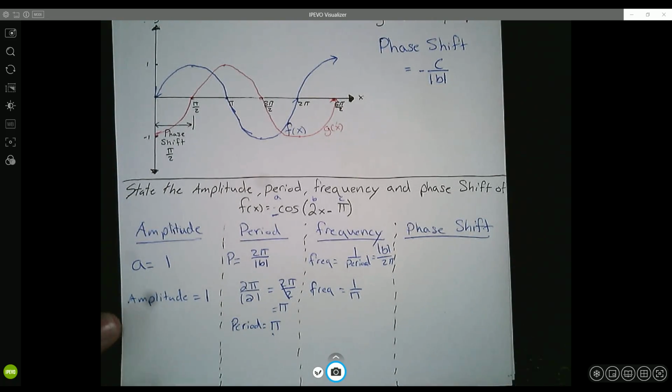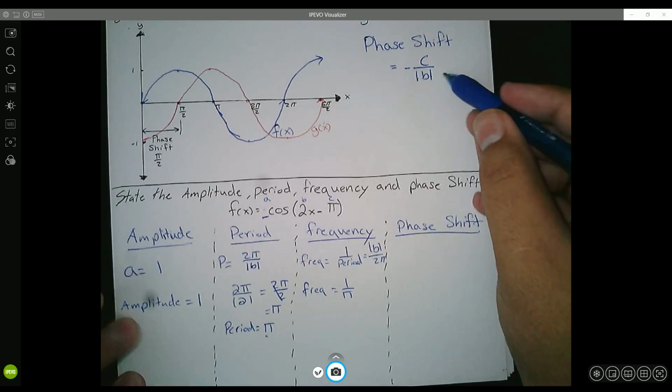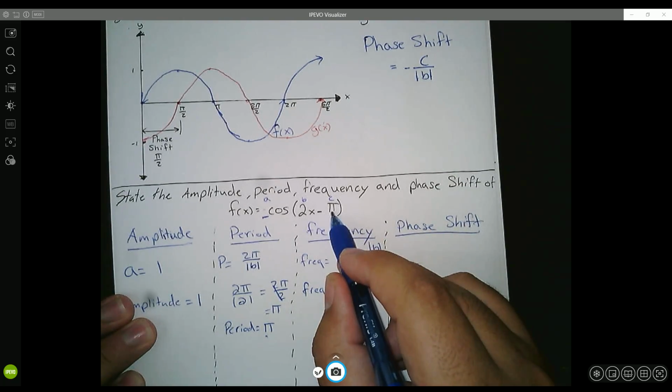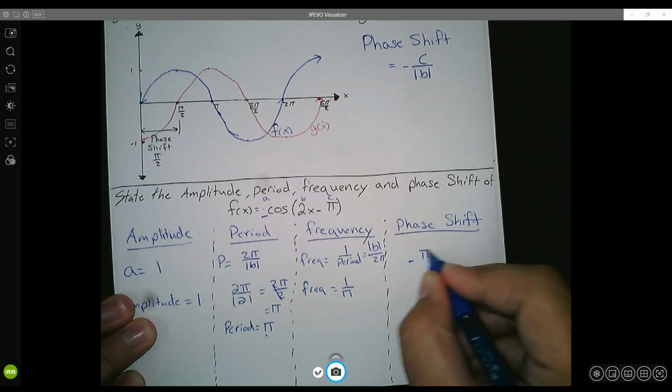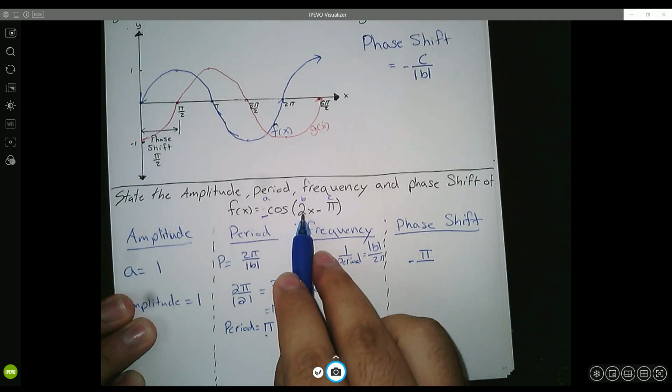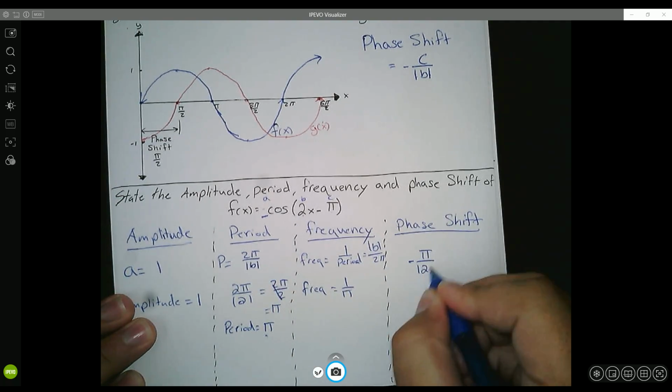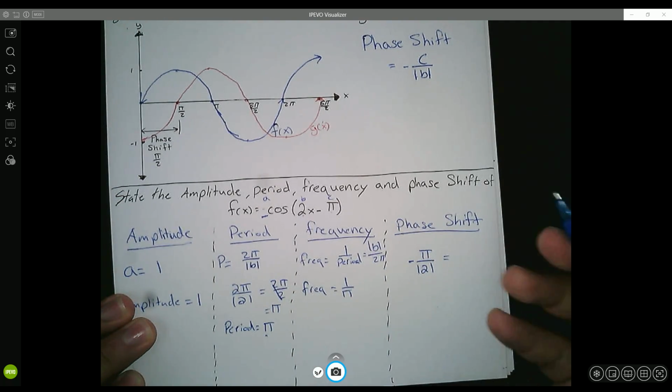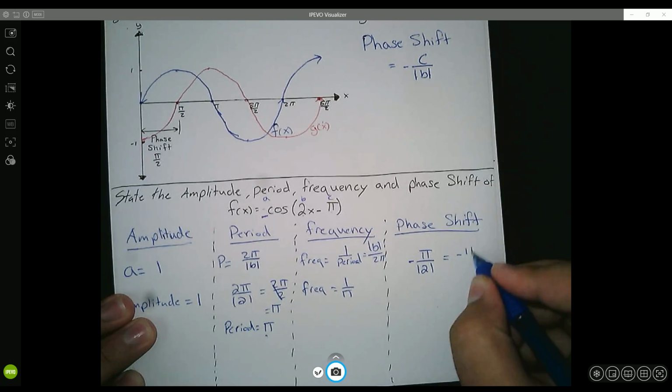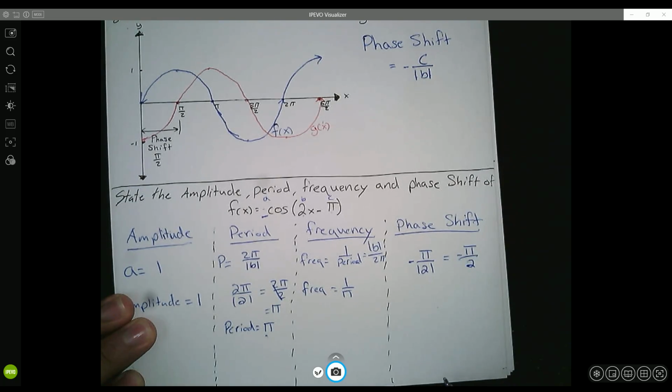And lastly, the phase shift. We're going to use our equation. We take our c value, negative pi, over our b value, the absolute value of 2. Once again, the absolute value of 2 is just 2, so we have negative pi over 2.